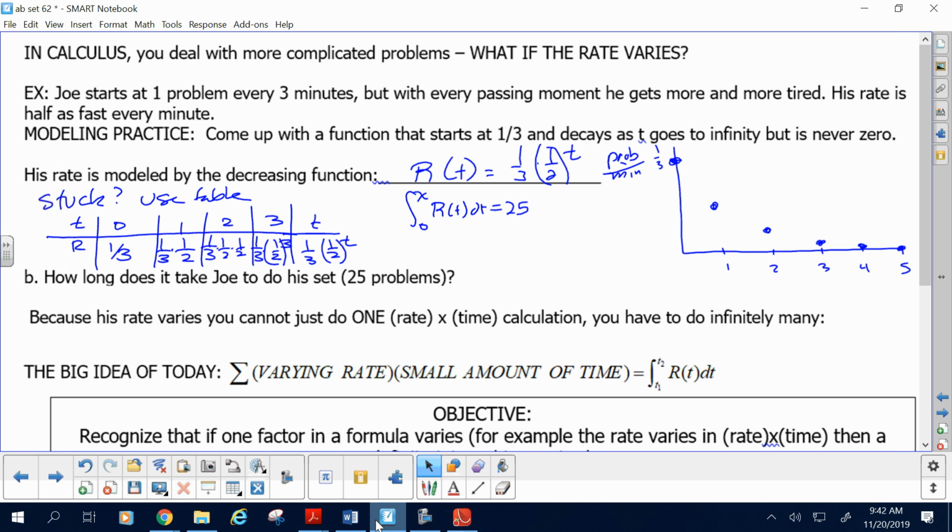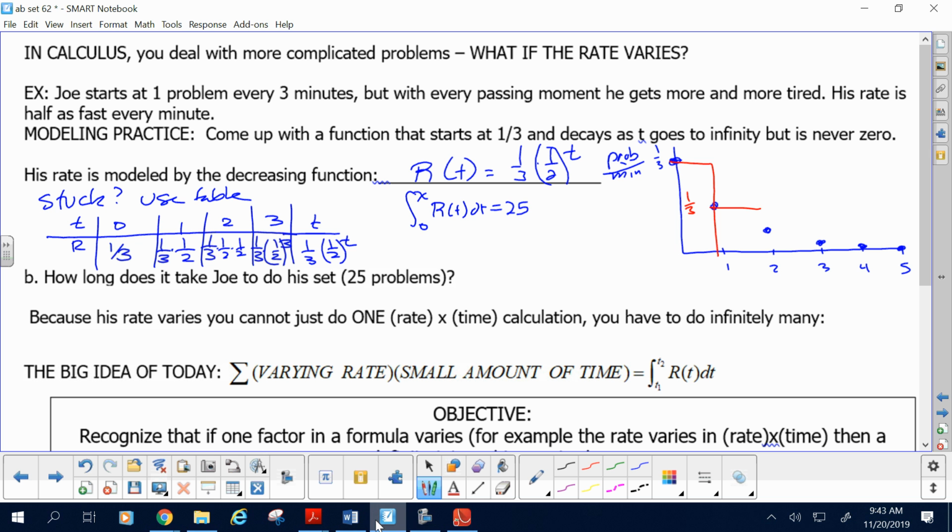Now, here's why. Consider this. Let's look at this with rectangles. On this first second, would you agree his rate at time 0 is greater than the rate at time 1? So even if I used left rectangles, in that 1 minute, how many problems does he get done? How many problems does he get done in the first minute? A third of a problem. It takes him 1 minute for every 3 problems, so in 1 minute, he only gets done a third of a problem. You with me?